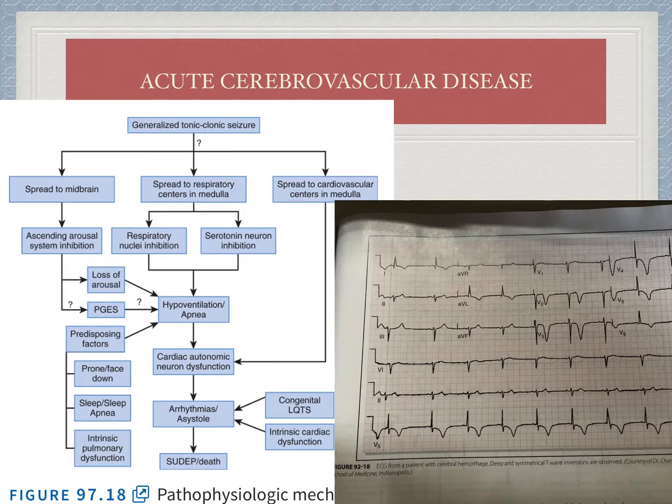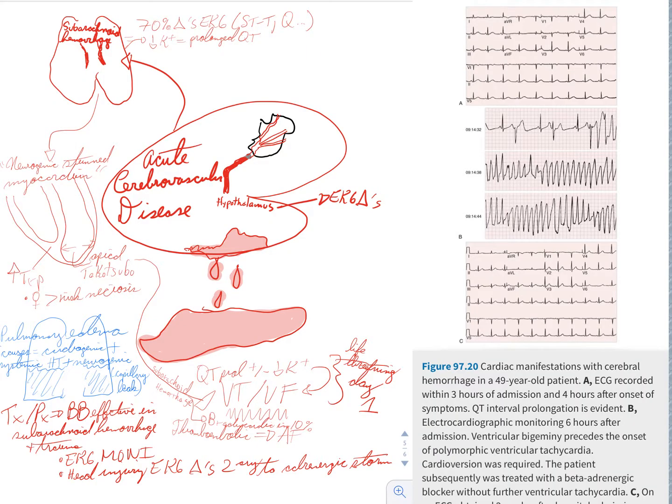Acute cerebrovascular disease. Look at the drawing. It may be ischemic or hemorrhagic. Usually hemorrhagic affects more the cardiovascular system. So mainly in the subarachnoid hemorrhage, you'll see 70% of EKGs with changes, which are mainly ST and T segment changes or pathologic Q waves. This subarachnoid hemorrhage produces hypokalemia, and this may lead to prolonged QT. All this may produce a substrate for ventricular arrhythmias.